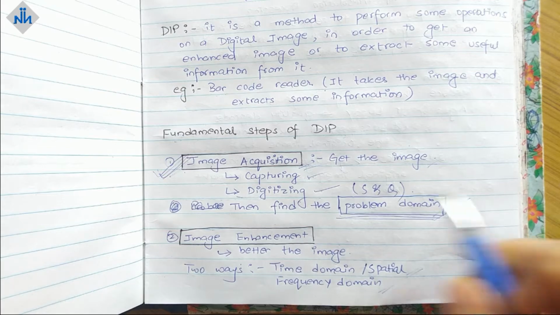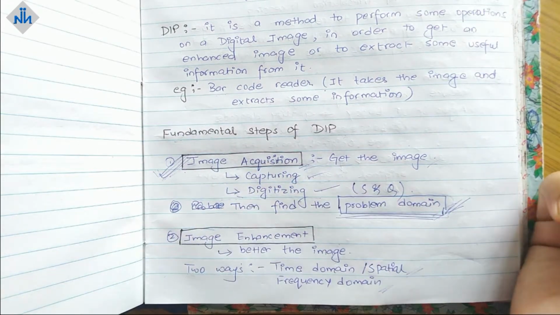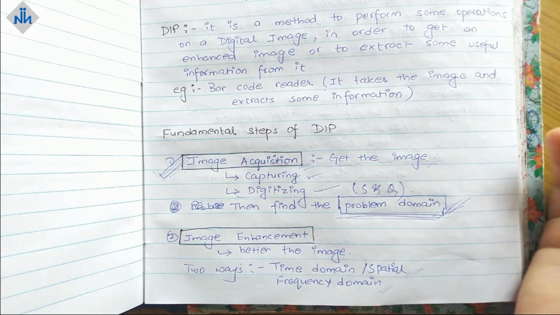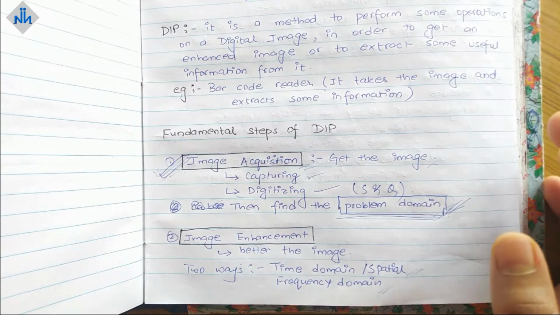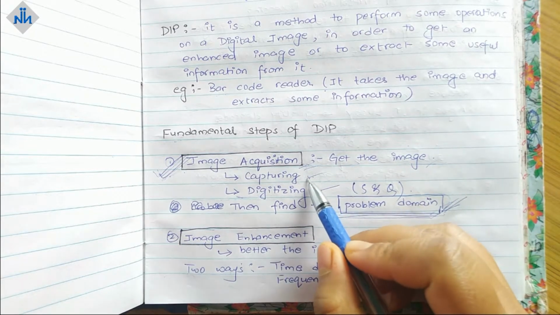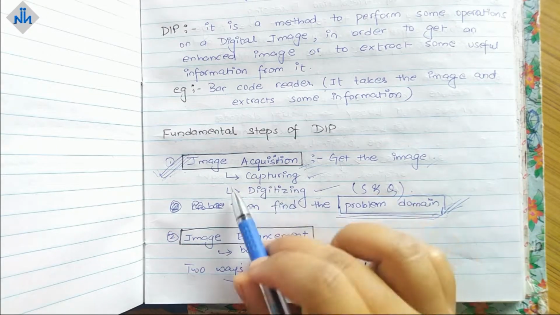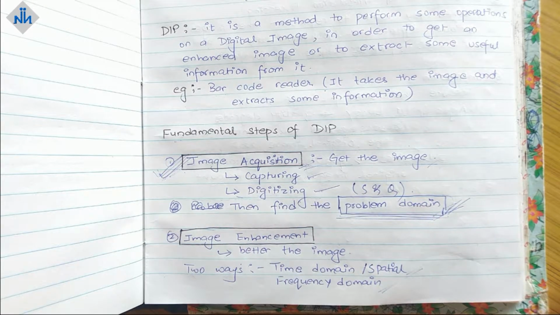So the first thing that we do is image acquisition. This basically means that we acquire the image or get the image from any source, be it taking a picture or from anywhere. So basically bringing the image so that you can process it further is known as image acquisition. There are two ways of doing it, capturing and digitizing, which we will talk about in a separate video.